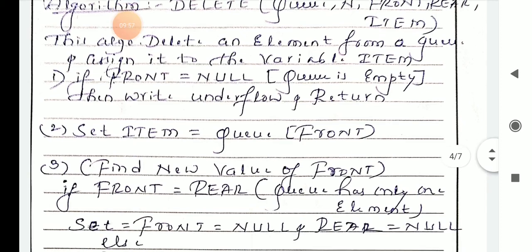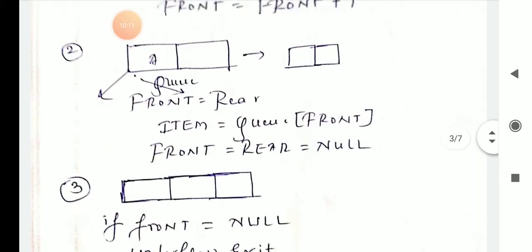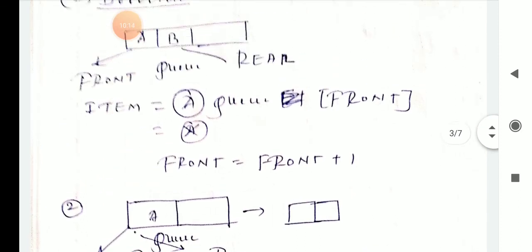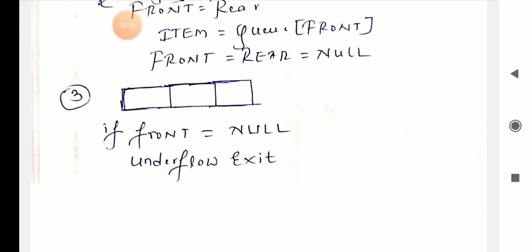Okay, so first, if front is equal to null, the queue is empty. First consider your queue is empty. Then I will write, if front is equal to null, then write underflow and return. So this is your first underflow and return. If front is equal to null, your queue is totally empty. Then directly I will write underflow and exit, because you don't have any value in that queue.